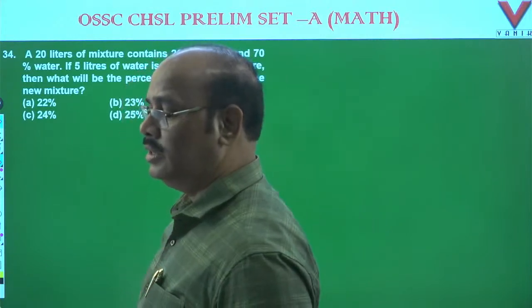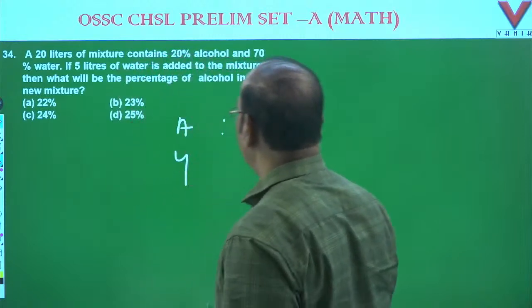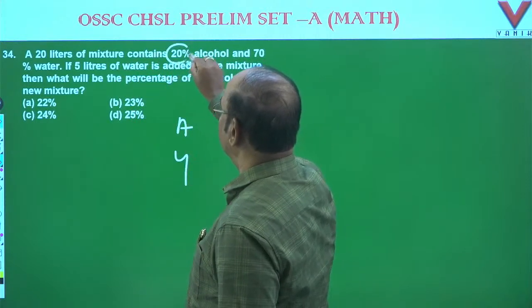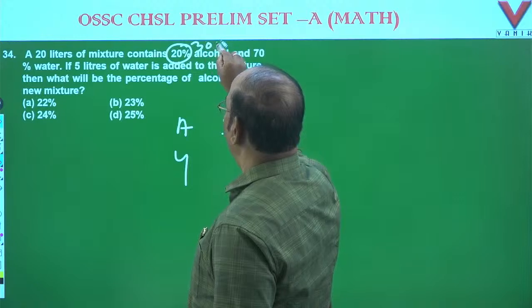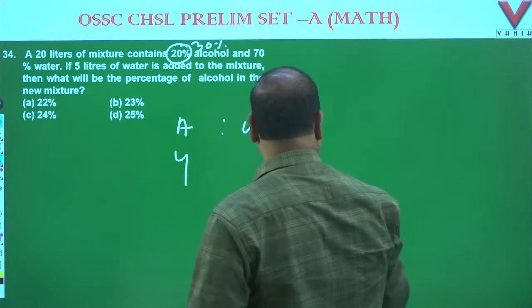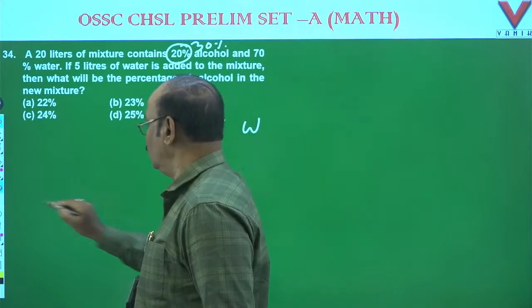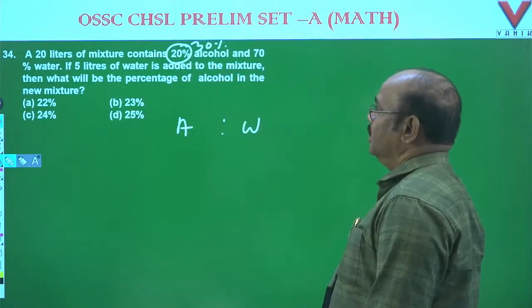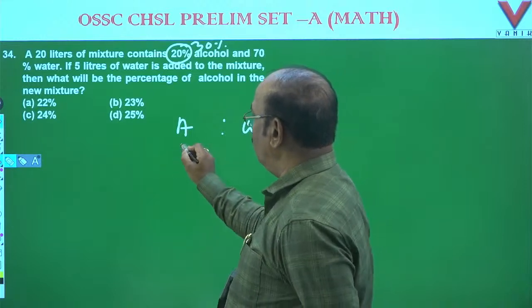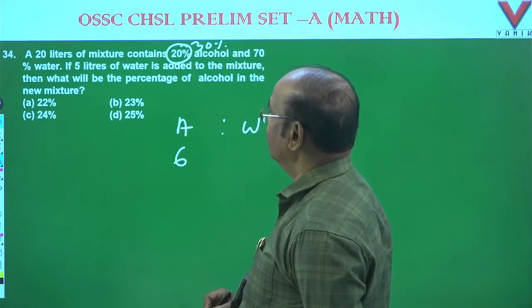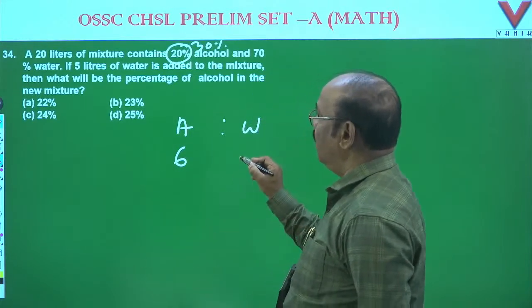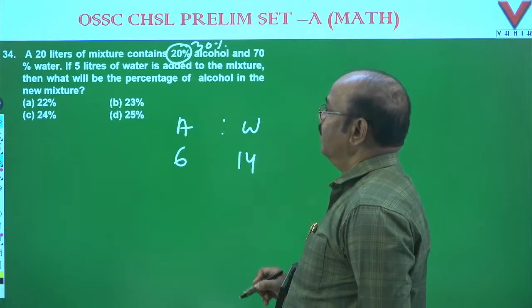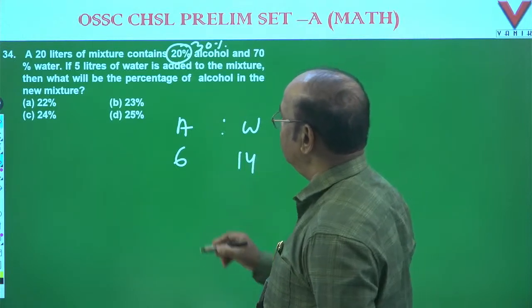30% is wrong written; 30% plus 70% makes 100%, so this is 30%. So in 20 liters mixture, 30% alcohol means 6 liters alcohol and 14 liters water. Then 5 liters of water is added.